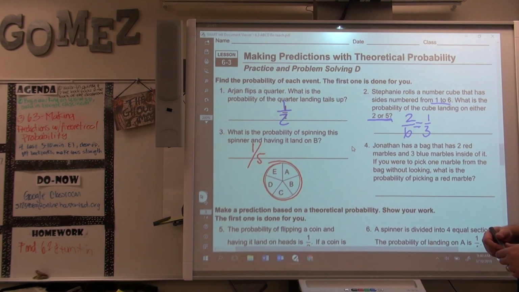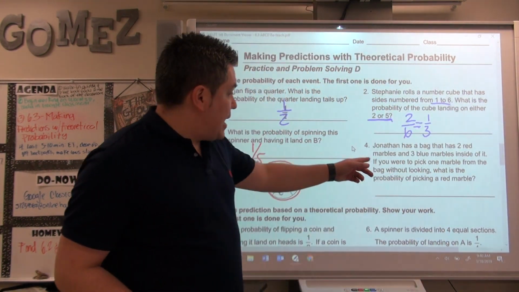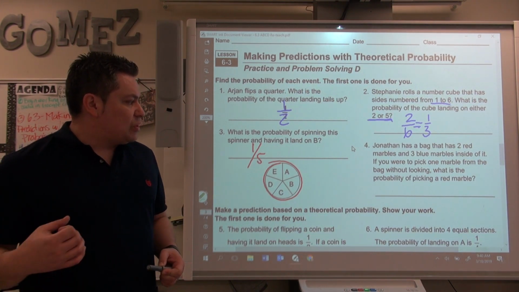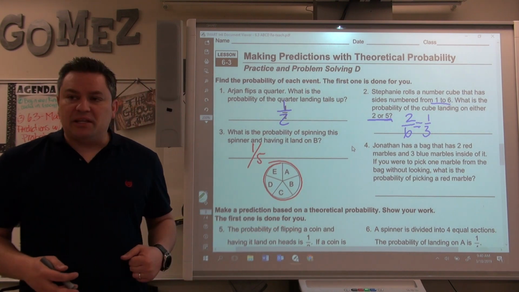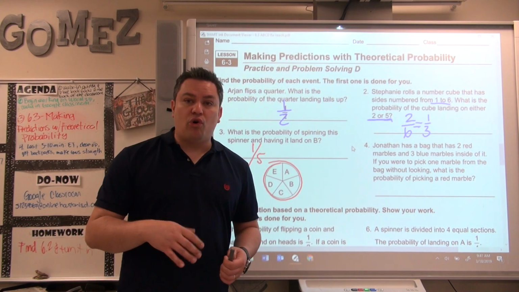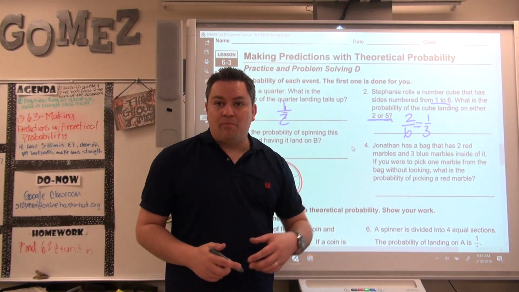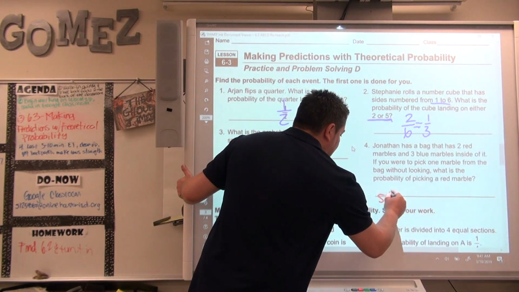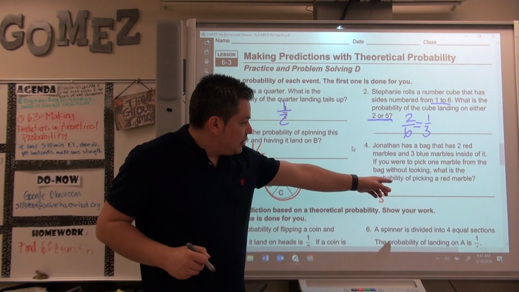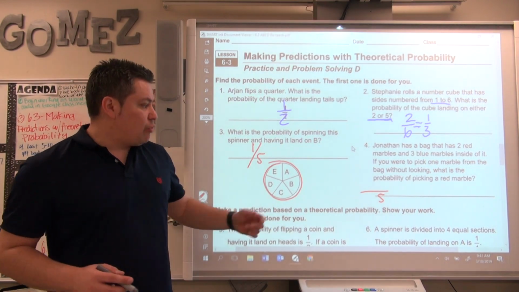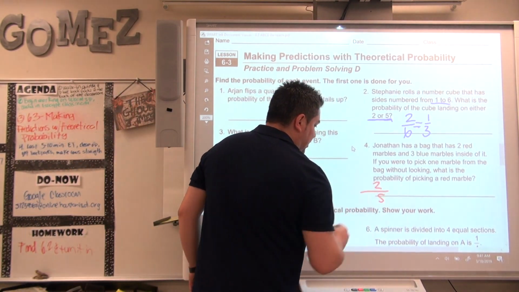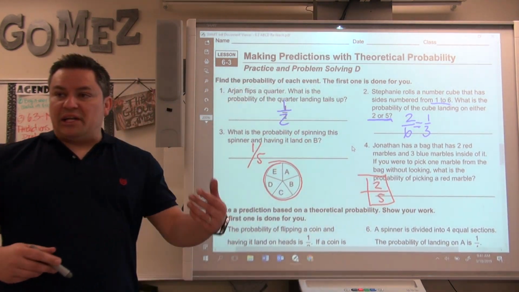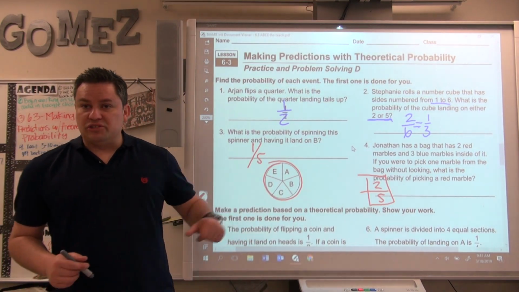Now, number 4. Jonathan has a bag that has 2 red marbles and 3 blue marbles inside of it. If you were to pick one marble out of the bag without looking, what is the probability of picking a red marble? Remember, first you have to find the total number of possible outcomes. How many total marbles do we have? 5, and that's going on the bottom. What are we looking for? A red marble. How many reds do we have? 2. Can we simplify this? 2 out of 5 is my final answer. We cannot simplify this. Unless they ask you to convert to decimal or percent, you stop right there.